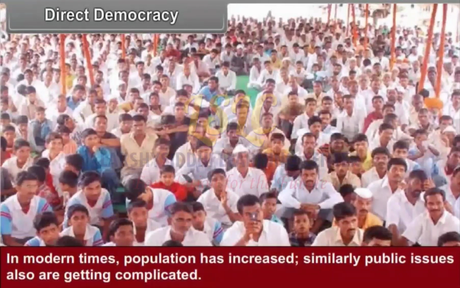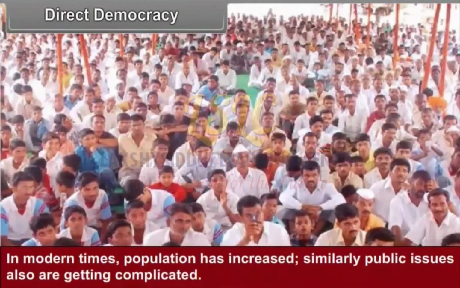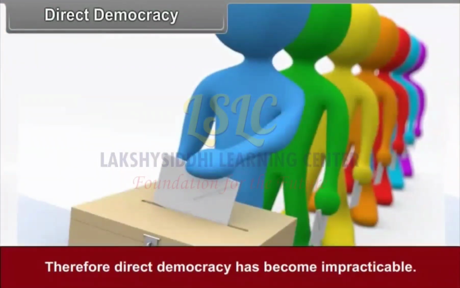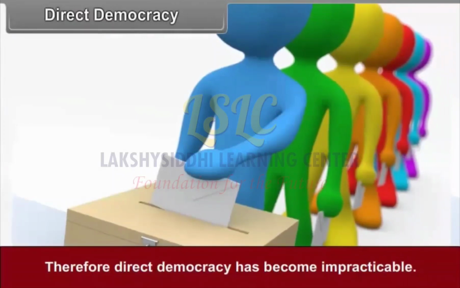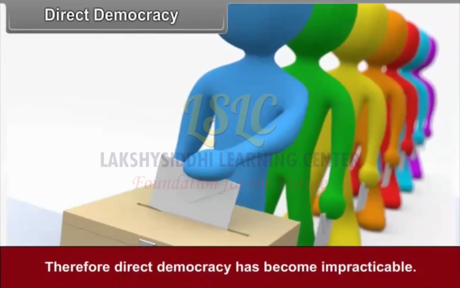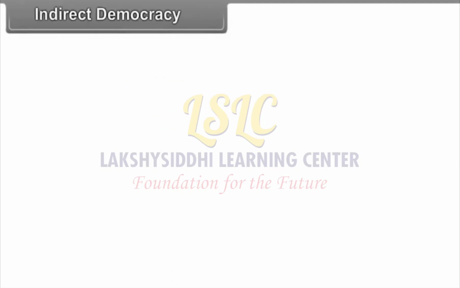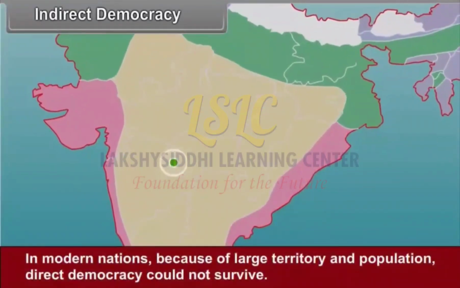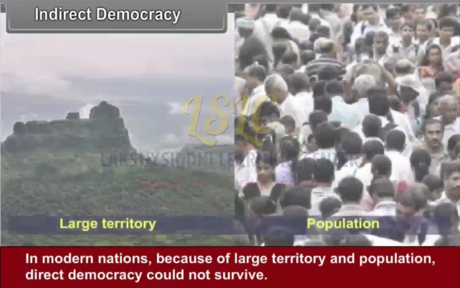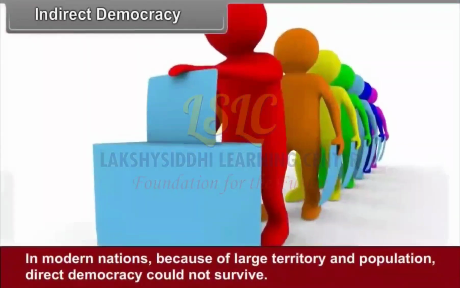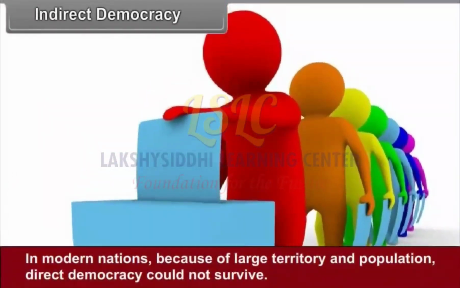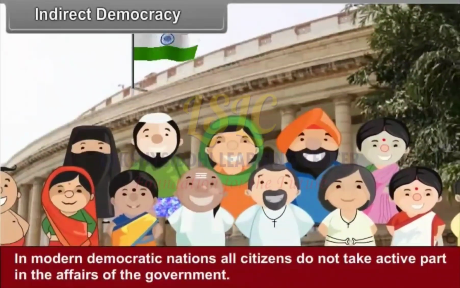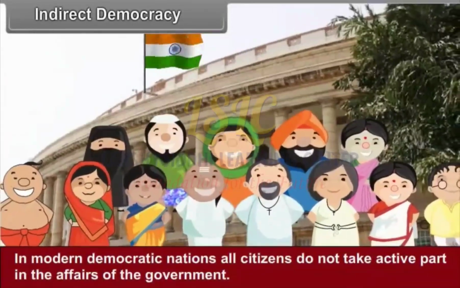In modern times, population has increased. Similarly, public issues also are getting complicated. Therefore, direct democracy has become impracticable. Indirect democracy. In modern nations, because of large territory and population, direct democracy could not survive. In modern democratic nations, all citizens do not take active part in the affairs of the government.